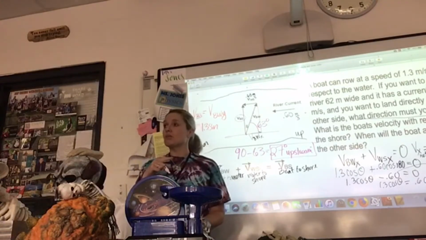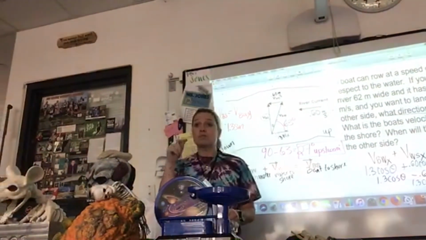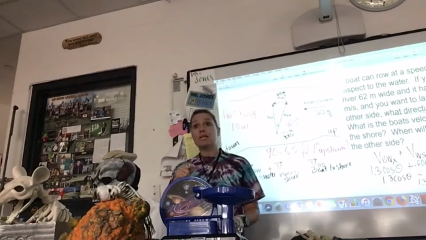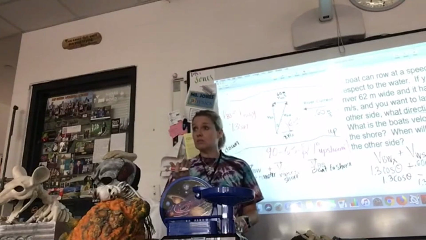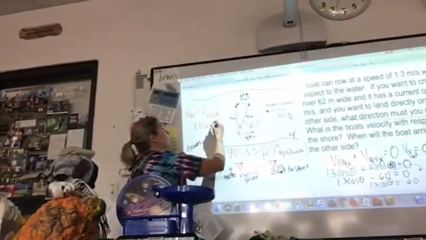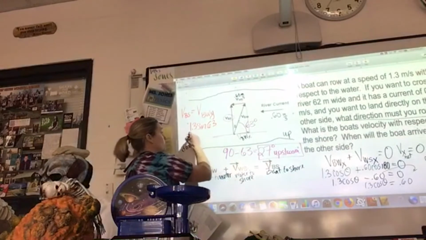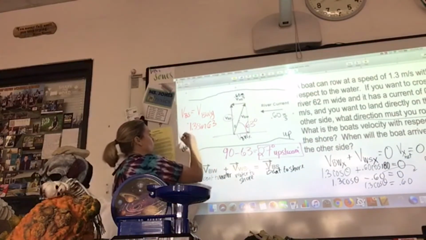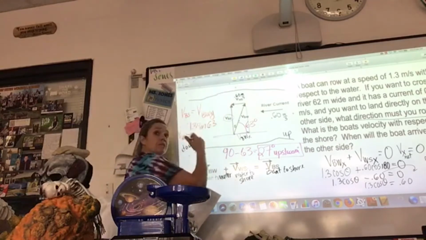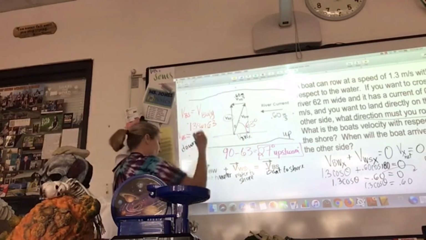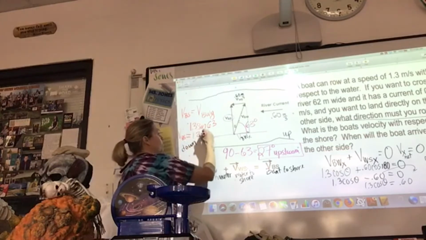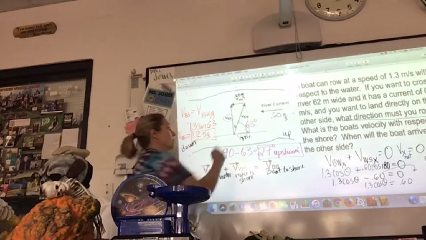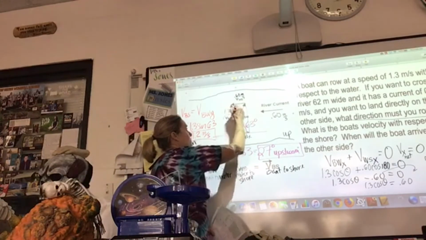What does the calculator know, the angle? Can you put in upstream and downstream in your calculator? No. So you have to tell the calculator, always from the horizontal, from the positive x. So we're going to put 63 there. And when you do that, the velocity of the boat with respect to the shore, the speed at which it's crossing, is going to be 1.2 meters per second. This is 1.2 meters per second.